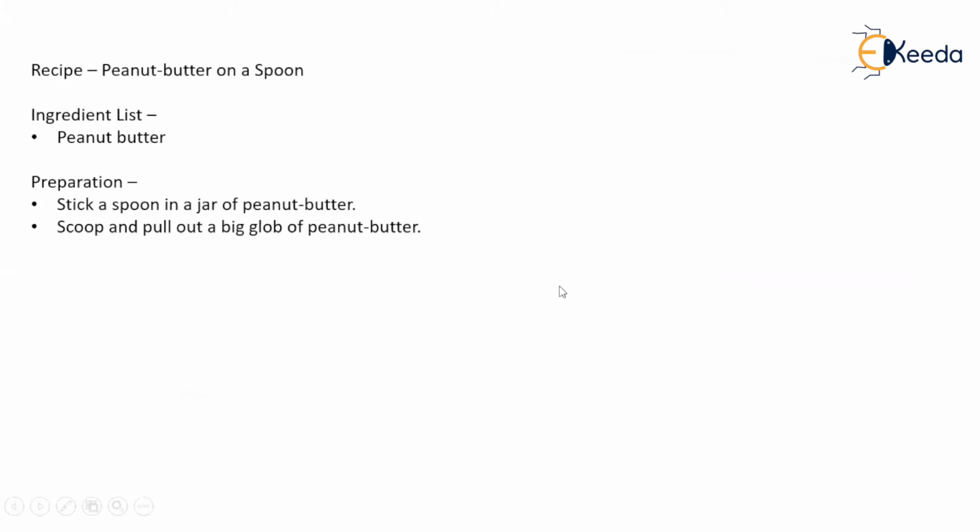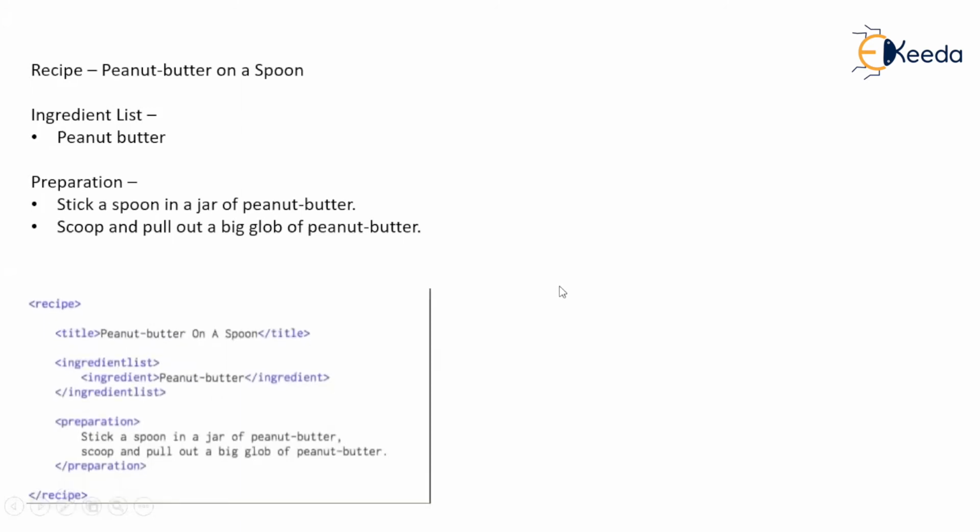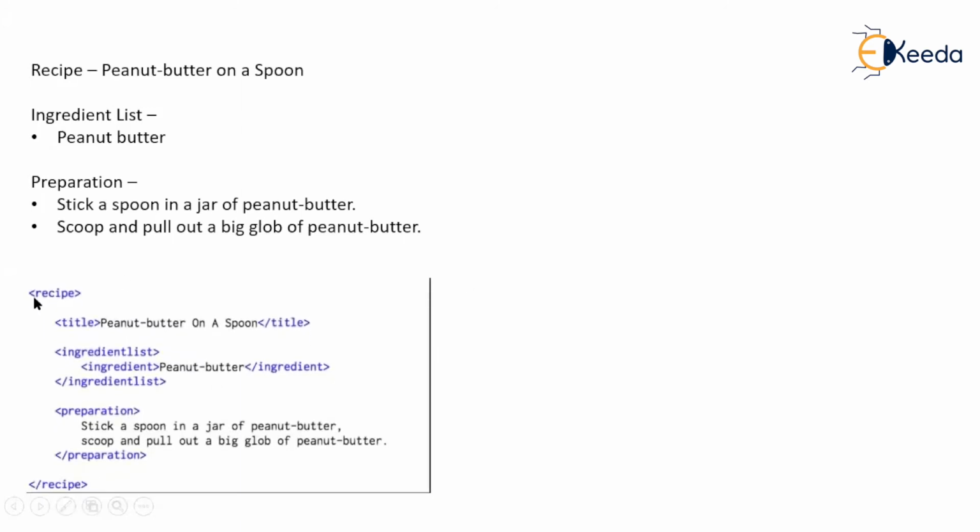Now, if I show it in a code format, it will look something like this. The whole thing is a recipe. So I have a starting tag as recipe and the ending tag as recipe. Then in between, I have the title of that recipe, which is peanut butter on a spoon. And then I have written the ingredient list, and then I have written the preparation. So everything is getting marked up. Your title is getting marked up with the title tag, your ingredient list is getting marked up with the ingredient list tag, and your preparation, which has two steps, is also getting marked up with the preparation tag.